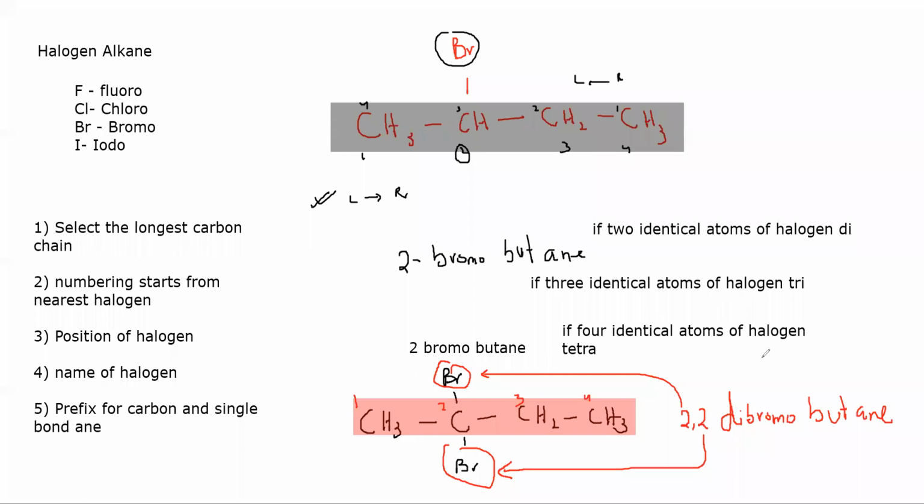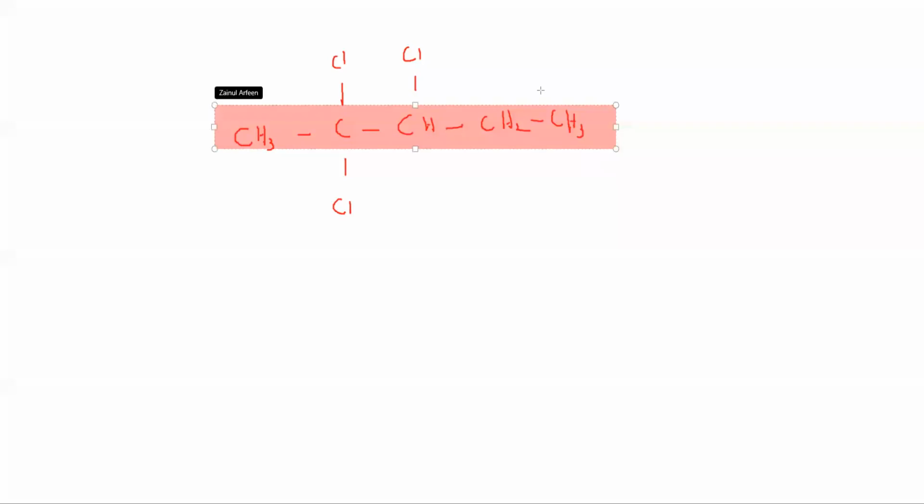Another example, if 3 bromine are attached or 3 chlorines are attached, for example CH3, Cl, Cl, CH, CH2, CH3, and here is Cl. So in this case, 3 chlorines are attached, 3 identical atoms are there. What's the first thing? We'll select the longest carbon chain. So we select this as the longest carbon chain.